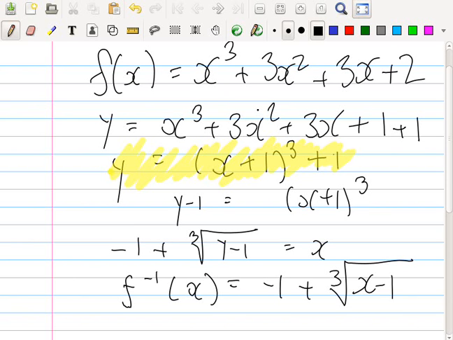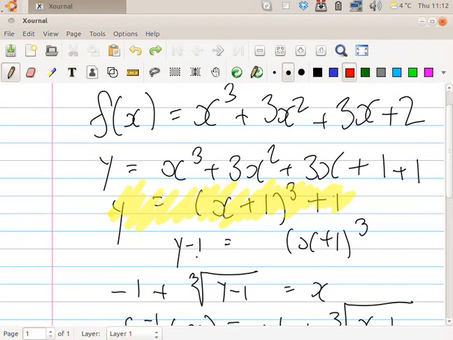What did you do in the step before the last one? Oh, I just took the cube root of both sides and then brought the 1 to the other side. I cube rooted both sides here. I put a cube root on both of them, on both sides. You got that? Okay. Anything else from that?